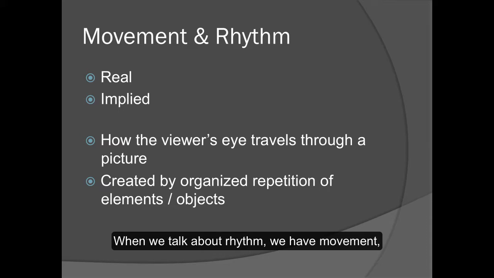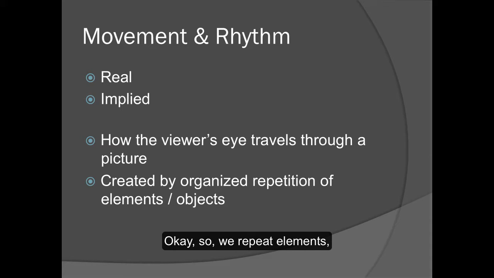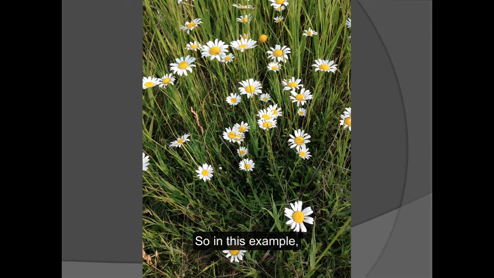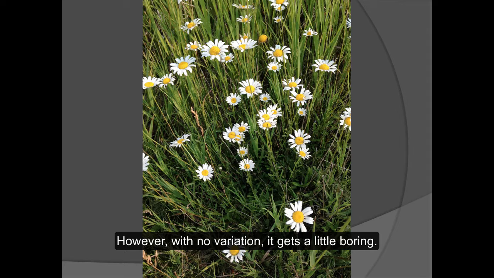When we talk about rhythm, we have movement, and that's how the viewer's eye travels through a picture. Okay, so we repeat elements, which creates a rhythm, which creates movement, and if we add a little variation, we get contrast. So in this example, this may be a little bit too boring. Sure, we have repetition. We could say we have some rhythm. However, with no variation, it gets a little boring.